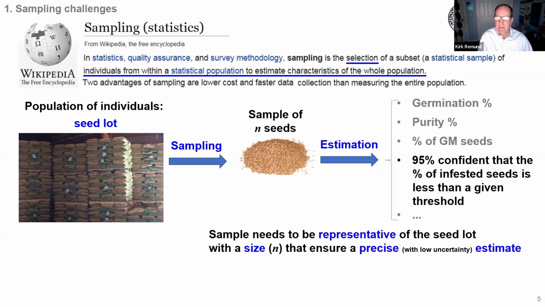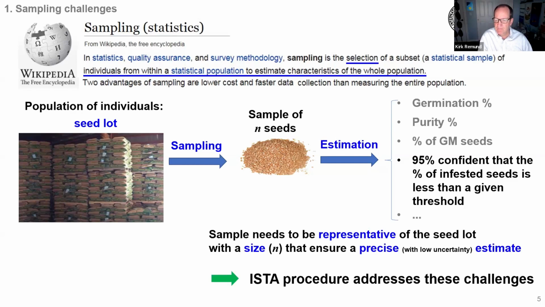All right. So again, it's key that that sample needs to be representative of the lot. And this is something that's called out in the ISTA rules, and various other bodies also have this requirement for a representative sample from that seed lot. We need to have it selected such that we have a precise estimate with low uncertainty. So as we show here, ISTA does have some procedures to address the challenges of getting a sample from a seed lot.